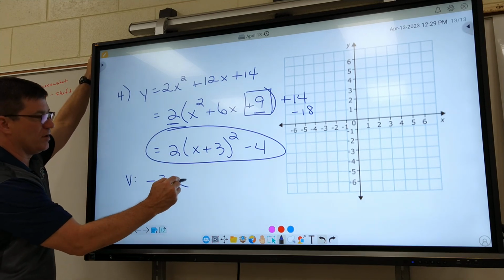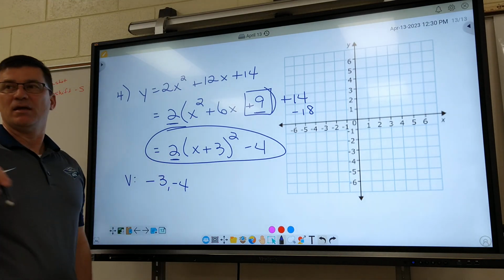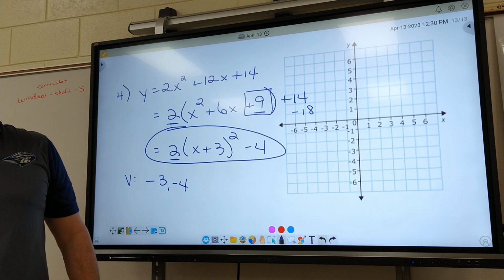-3 and -4. Yep. So what do you do with the 2? I'll show you. That only comes into play when you plug your numbers in the chart.